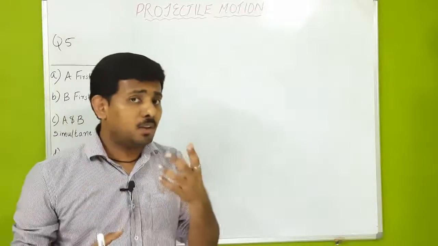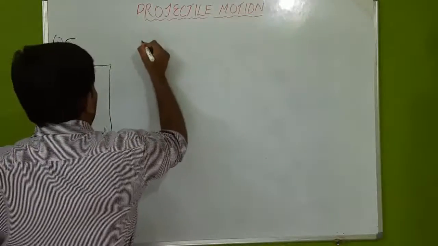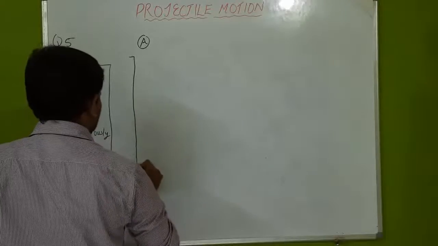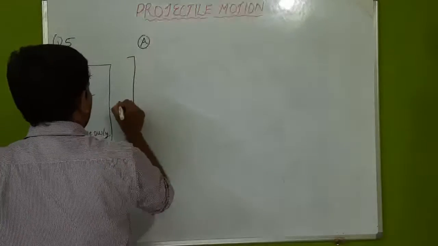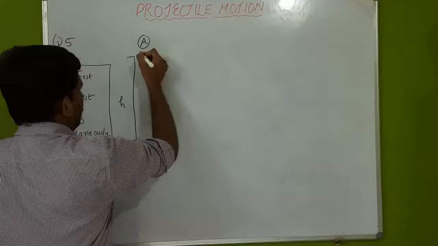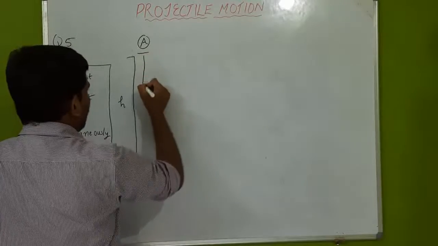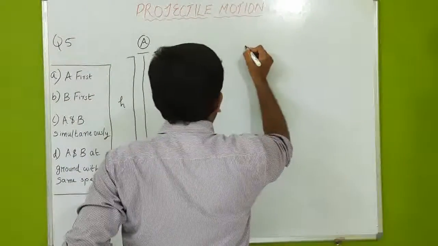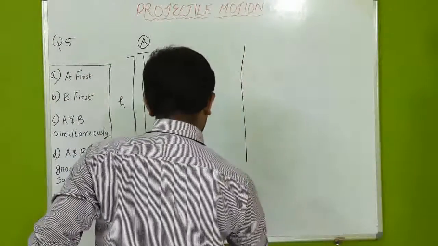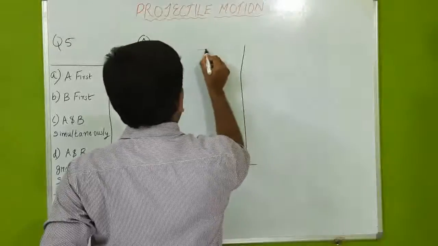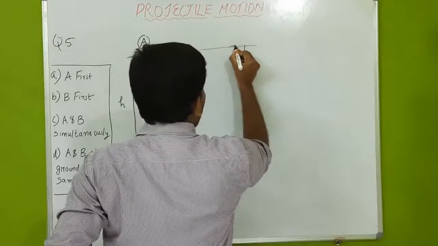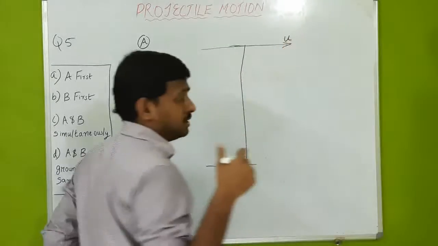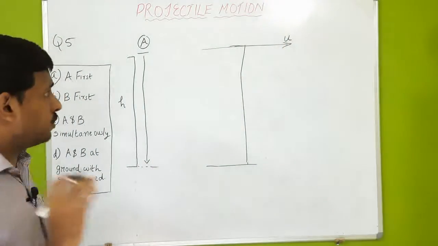A and B are the two particles that we have. A is dropped down from a height. Let it be height h. So from this height we drop A down. And in the case of B, from the same height, it is projected horizontally with a velocity u. It's 5 meters per second in the question. I take it as u here.